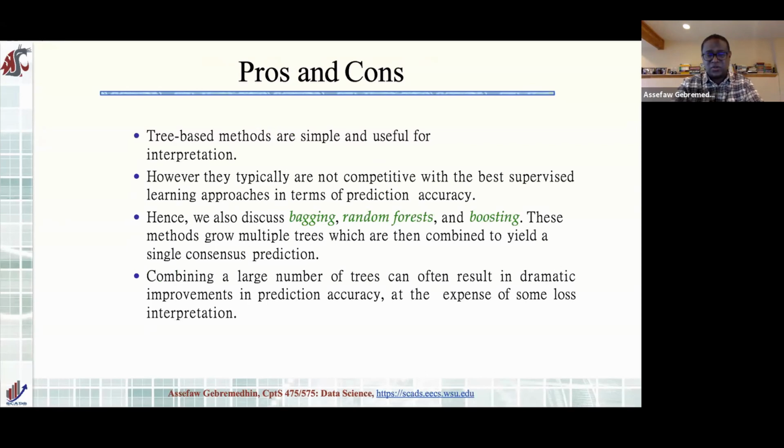Let's go for pros and cons first, so that we can justify why we look at them, and make excuses for why they fail and what we will do when they fail or when they have disadvantages. So tree-based methods are simple and useful for interpretation.